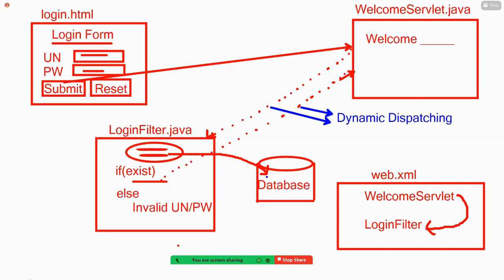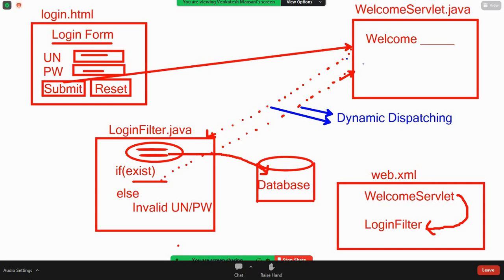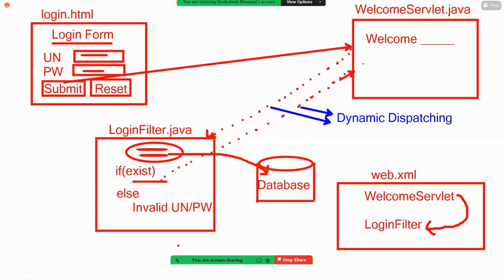So, first of all, the request comes to the welcome servlet. But what is the control doing? It is redirecting to the login filter and diverting control to the login filter. The login filter is executed. After that, control comes to the welcome servlet if the username and password are there. Otherwise, stop it here only. Okay, like this.